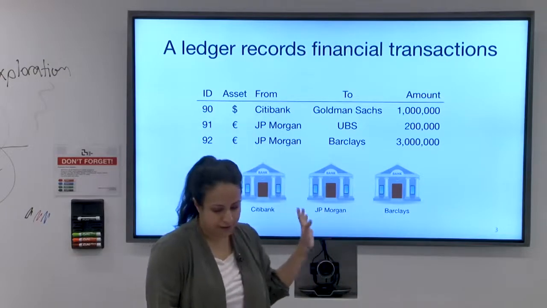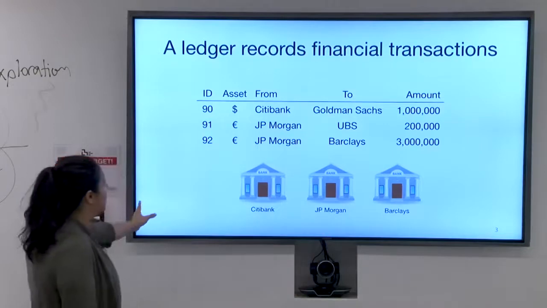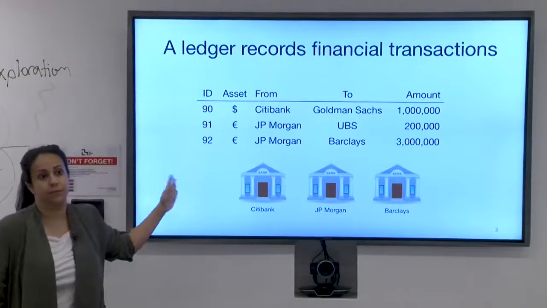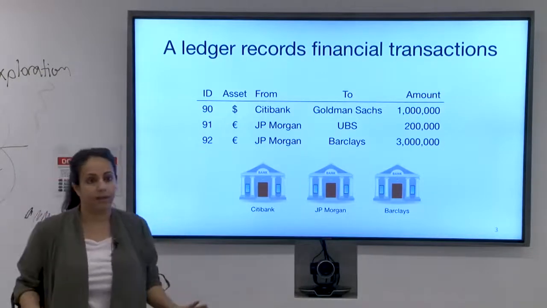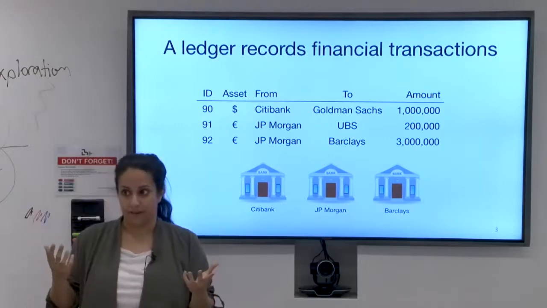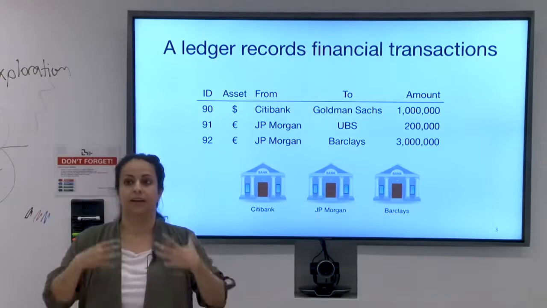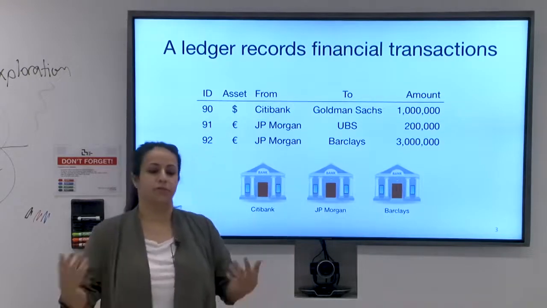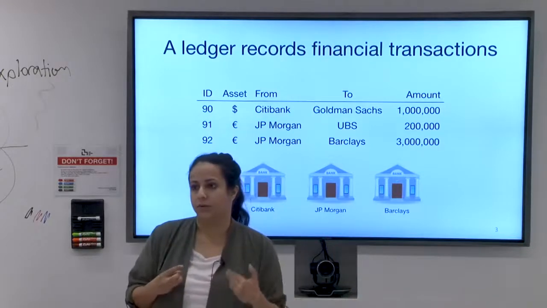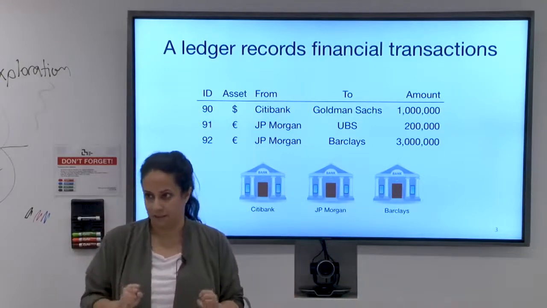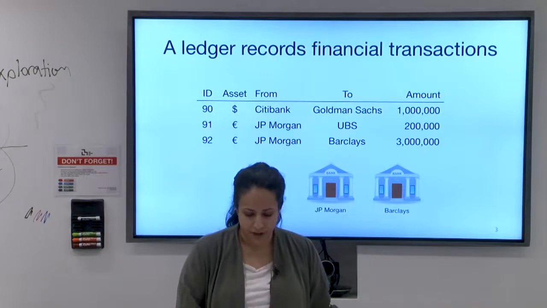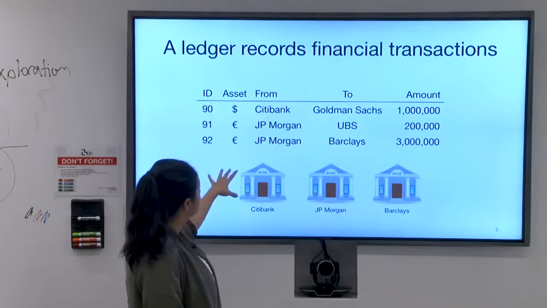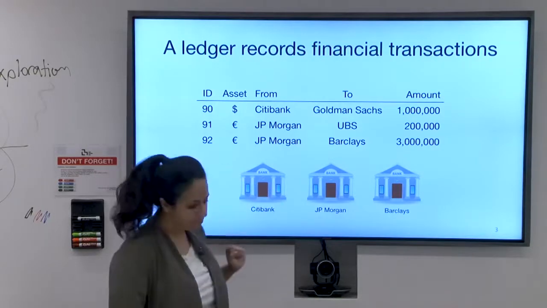So each row in the ledger is a transaction. Here Citibank is transferring $1 million. That's another thing that's very different from cryptocurrencies. Here we have multiple different assets being recorded in the ledger. We're not talking about a ledger with a native asset necessarily. This is not a cryptocurrency. Really think about this like a table in a database, recording transactions. Those transactions might be in dollars or euros or municipal bonds or securities or shares. They could be anything, right? We're just recording transactions. So Citibank is transferring $1 million to Goldman Sachs. JP Morgan is transferring money to UBS and to Barclays, okay?